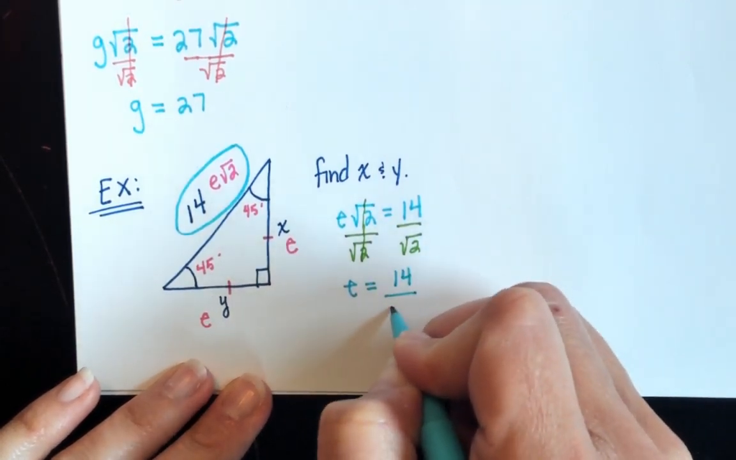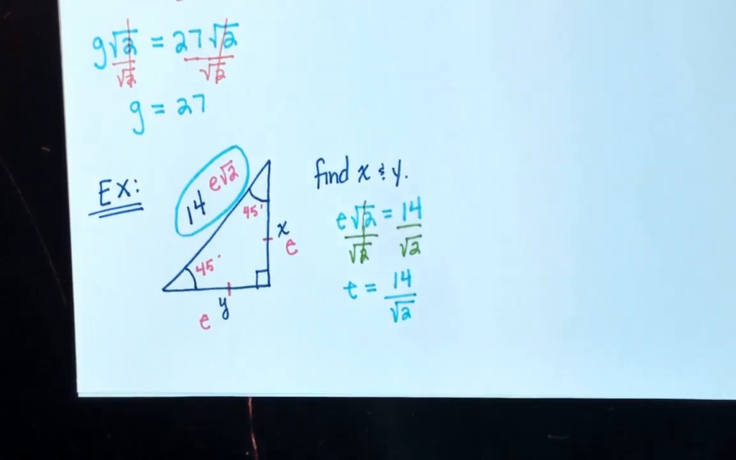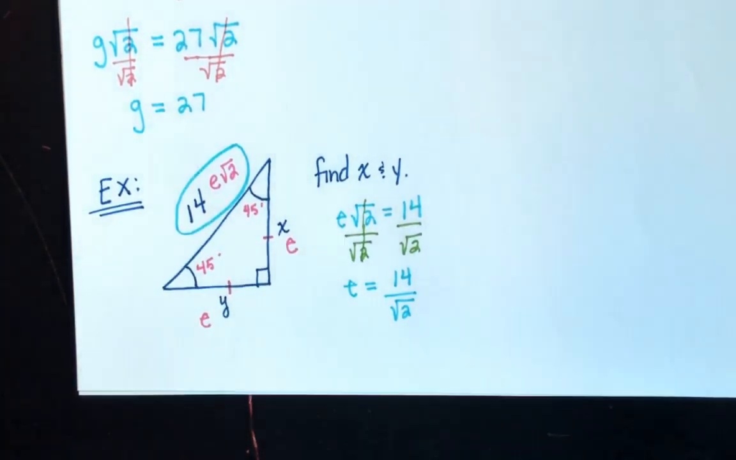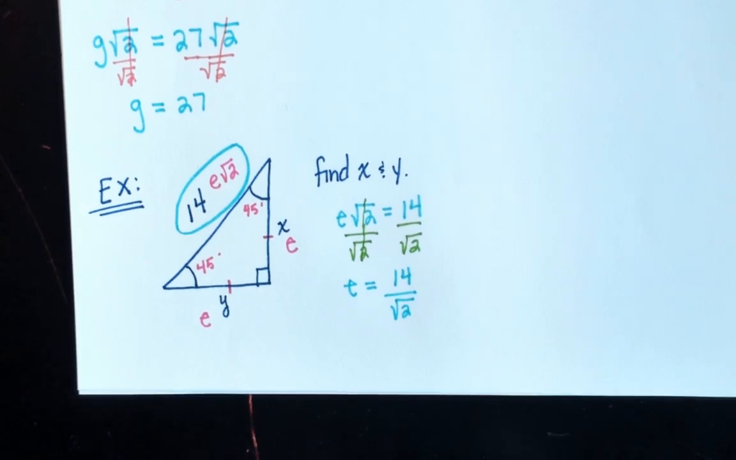14 over radical 2. No, no, no. Sorry, I'm not talking to you. I am explaining that there can be patience in my house.